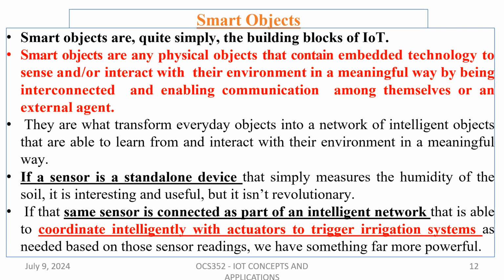If a sensor is a standalone device that simply measures the humidity of the soil, it is interesting and useful, but it is not revolutionary. If the same sensor is connected as a part of an intelligent network that is able to coordinate intelligently with actuators to trigger an irrigation system as needed based on the sensor reading, we have something far more powerful.